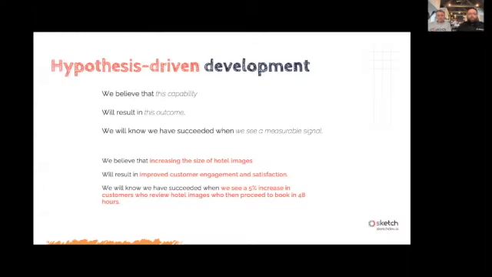So with hypothesis-driven development, it's just like going back to that science fair project: we believe that this capability we're developing is going to result in this outcome. And this is the key: we'll know we've succeeded when we see some sort of measurable signal. This is the part that I see a lot of product organizations miss. It's we believe that we were going to deliver this capability, but at no point do we ever go back and validate that it's saved us the things that we thought it was going to save us. So we need a signal that's going to tell us whether we're on the right thing.